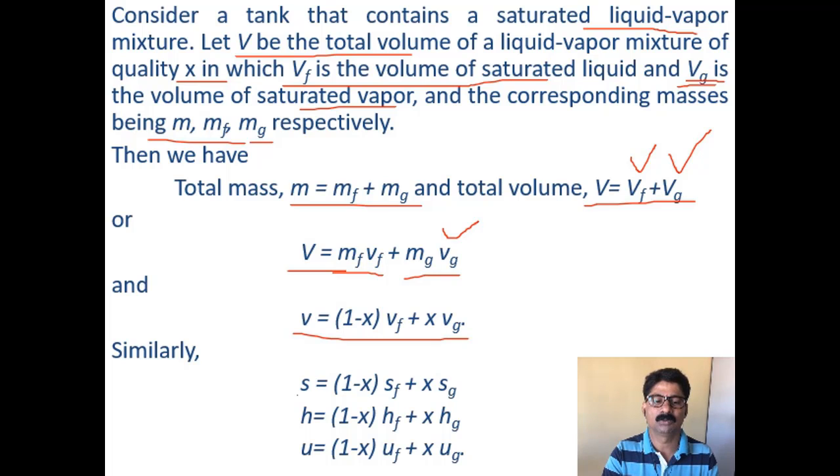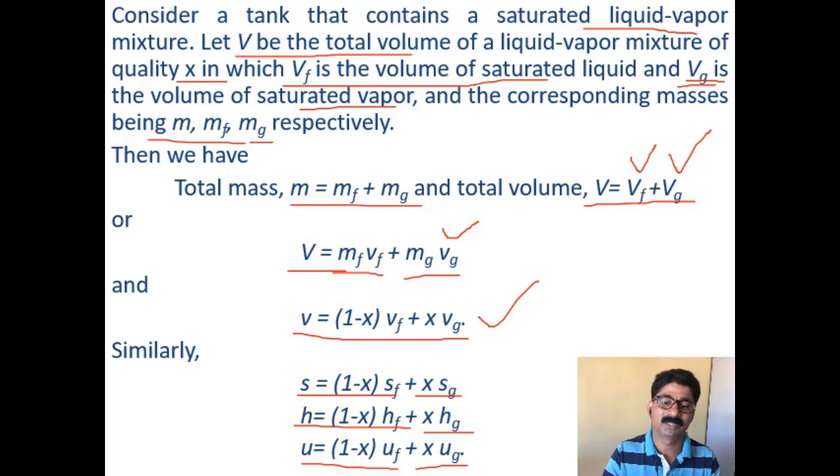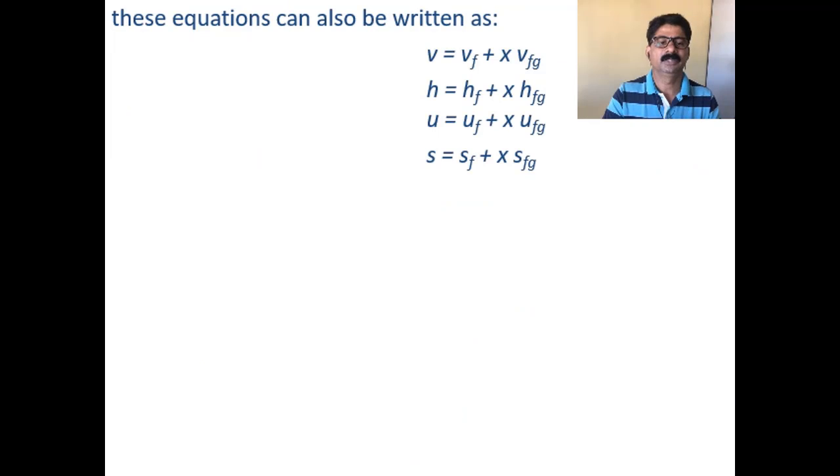So S is equal to (1 minus x) into Sf plus x into Sg, in the same way. H is equal to (1 minus x) into Hf plus x into Hg. U is equal to (1 minus x) into Uf plus x into Ug. And all these formulas are applicable to wet steam only. These equations can also be written in another form for wet steam.